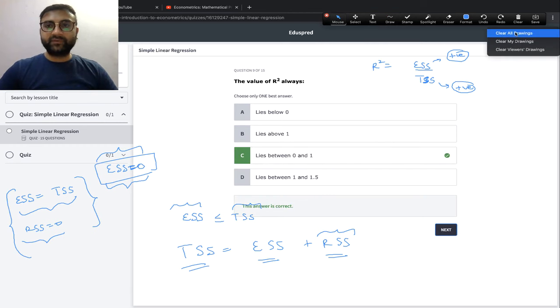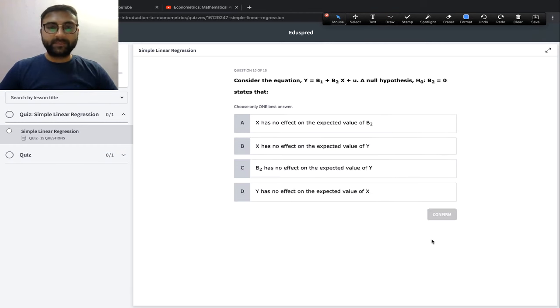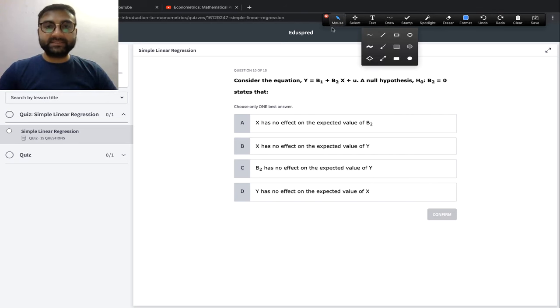So let's move to the next question now. Question number 10. Y equal to beta 1 plus beta 2x plus u, a null hypothesis that beta 2 equal to 0 states. Well, the right answer is part number B. Beta 2 equal to 0, if that's your null hypothesis, that would mean that x has no effect on the expected value of y. So that's what this null is stating. Okay, so part number B is the right answer. Let's move to the next question.